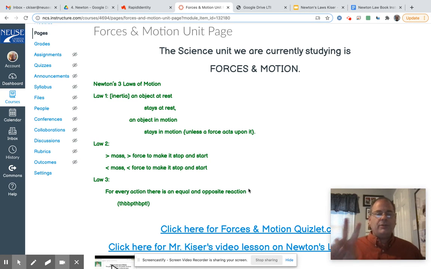Okay, law 2. The greater the mass, the greater the force to make it start and stop. The less the mass, the less the force to make it start and stop. Let's repeat. Law 2. The greater the mass, the greater the force to make it start and stop. The less the mass, the less the force to make it start and stop.